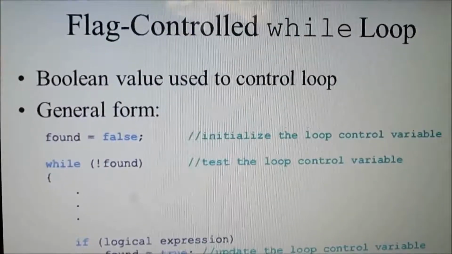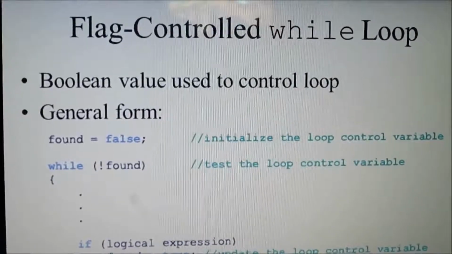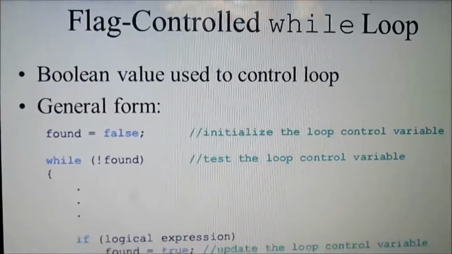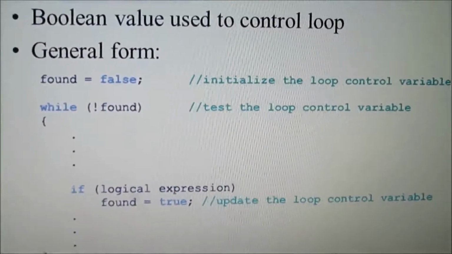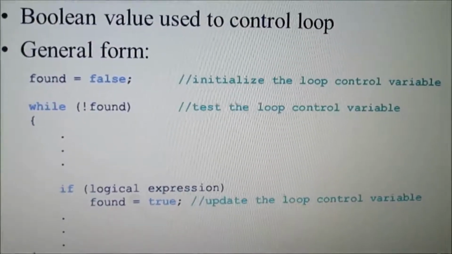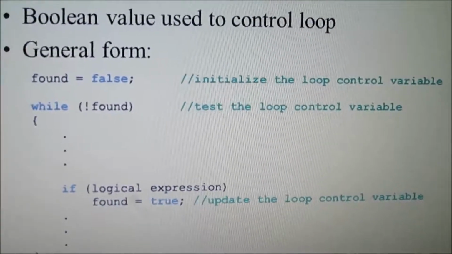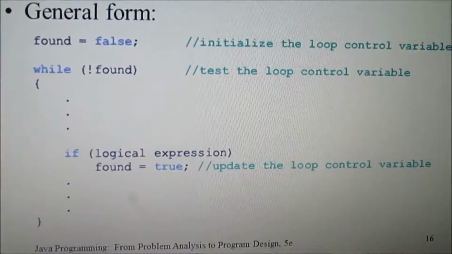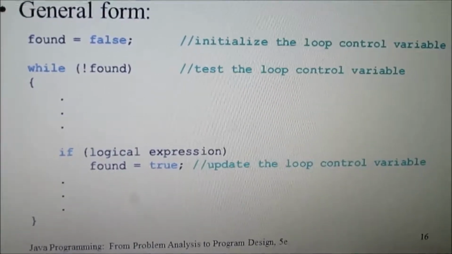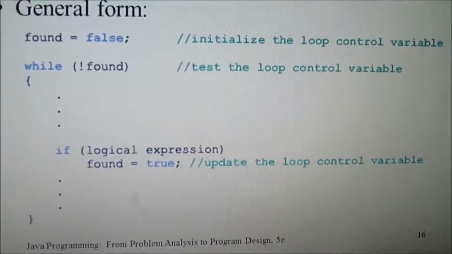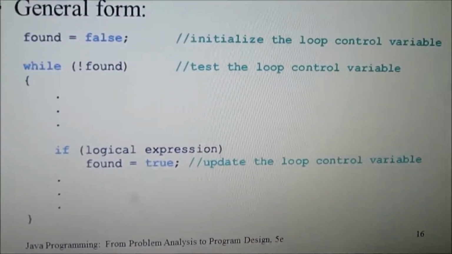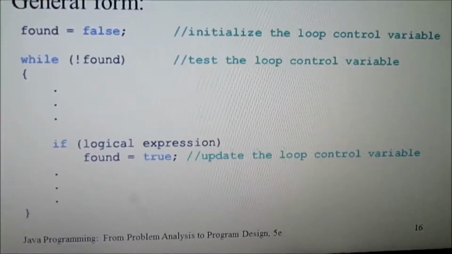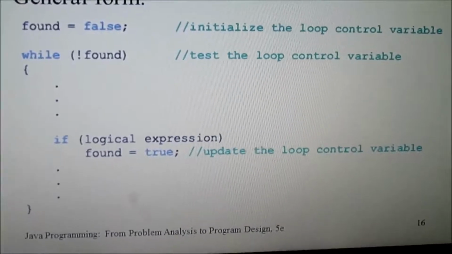The next thing that you will learn is the flag controlled while loop. This loop uses a boolean value to control the loop. The general form is found equals false, which is your initialization. This initializes the loop control variable. Next is the while, followed by its condition, as you can see on the screen, not found. This will test the loop control variable. Next is our statement, or the logical expression. If, at the bottom of it, is the statement found equals true. This will update the loop control variable.